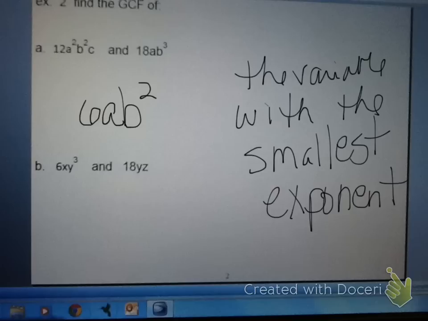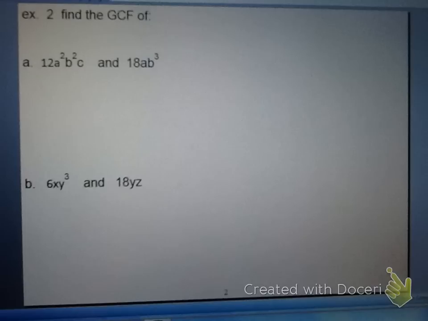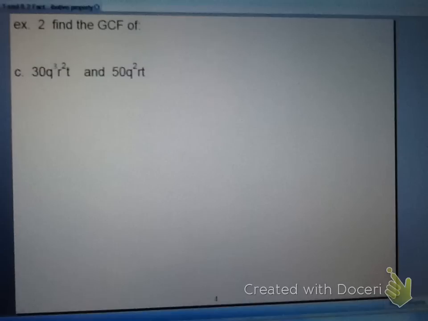Example B, GCF of 6 and 18 is 6. We have an x in the first term, but not an x in the second term. We have a y cubed, and we have a y, so it's y. We have a z in the second, but not a z in the first. So my GCF is 6y. And example C, the GCF would be 10 q to the second r t.